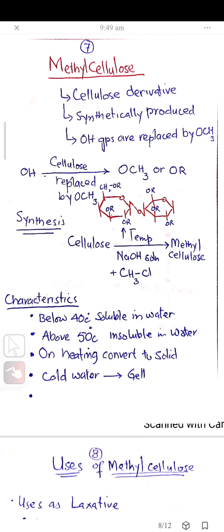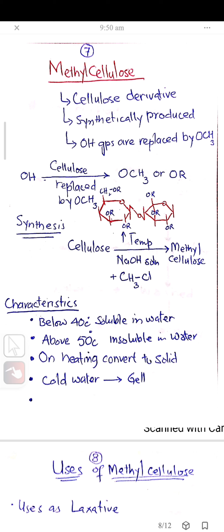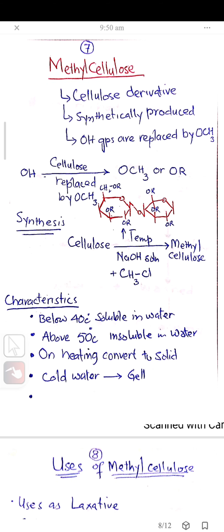So this was all about methyl cellulose. Methyl cellulose is the cellulose derivative which is synthetically prepared in the laboratory, and when all the hydroxyl groups are replaced by methoxy group, then that will be called methyl cellulose.